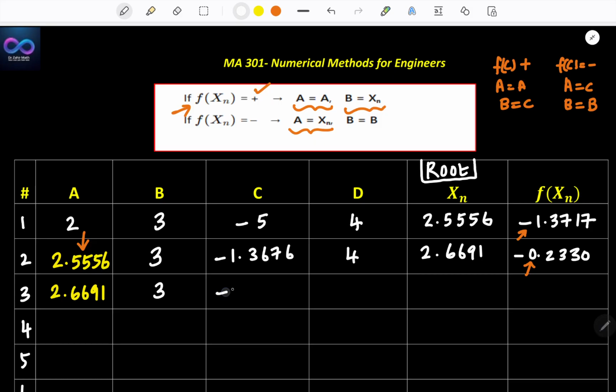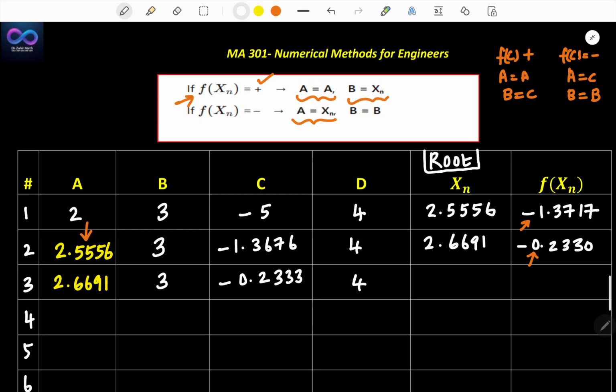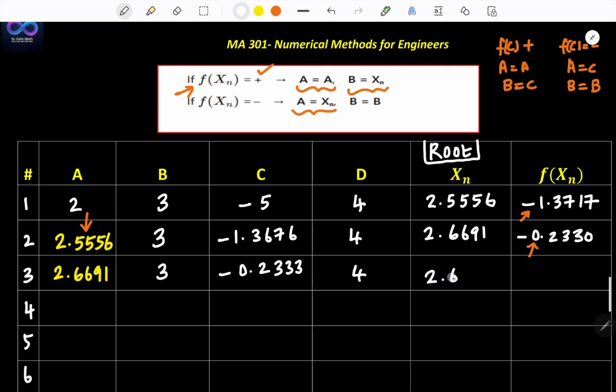C is negative 0.2333. Again press equal, you will get 4. Again press equal, you will get 2.6873, and again press equal, and you will get again a negative number. I'm not writing the number, I'm just writing negative. So you are getting negative, again you are getting negative, so A will be what? Your different value. What is that?